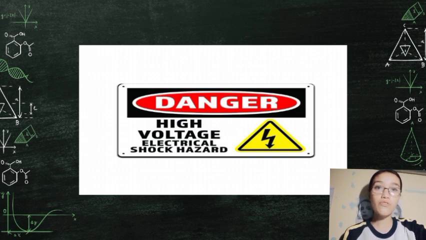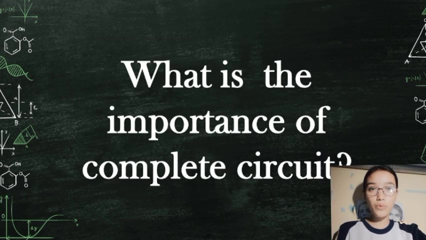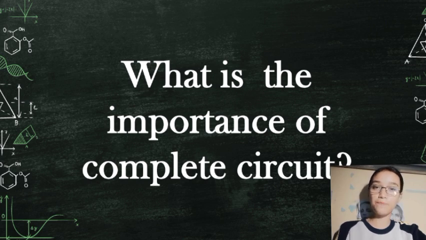Next, faulty circuits. Faulty electrical circuits can cause fire. Never use water; use fire extinguishers that are designed for these purposes. So, take note of this, class. What is the importance of a complete circuit?